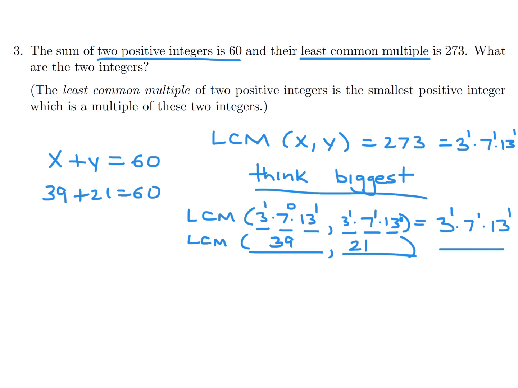So it just takes a little bit of kind of thinking. And I think that's what they wanted. They wanted the two numbers. What are the two integers? So the two integers are 21 and 39.